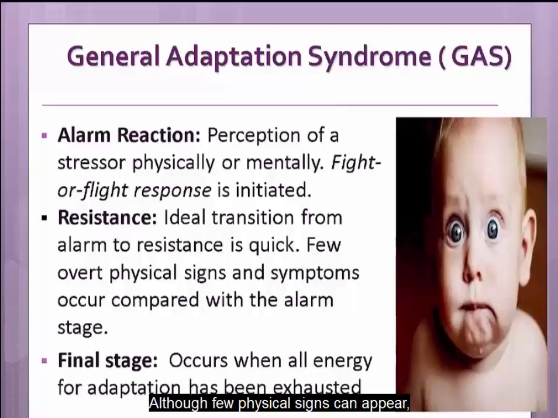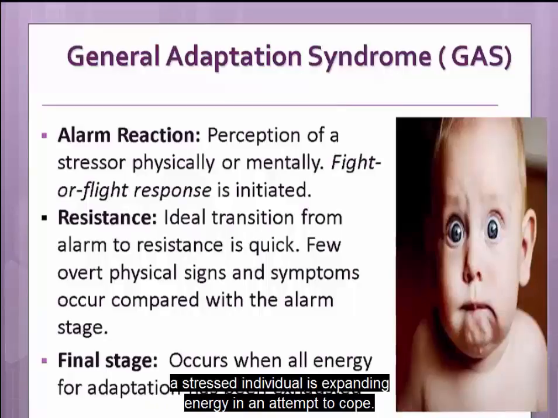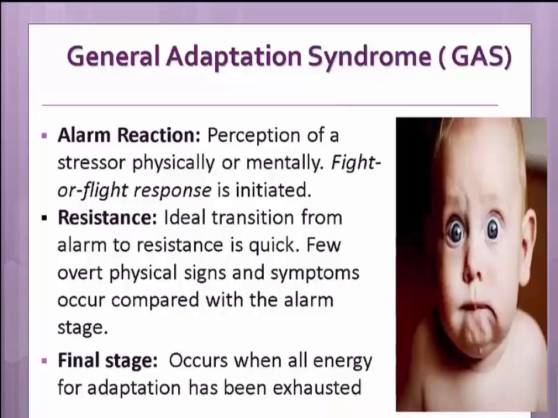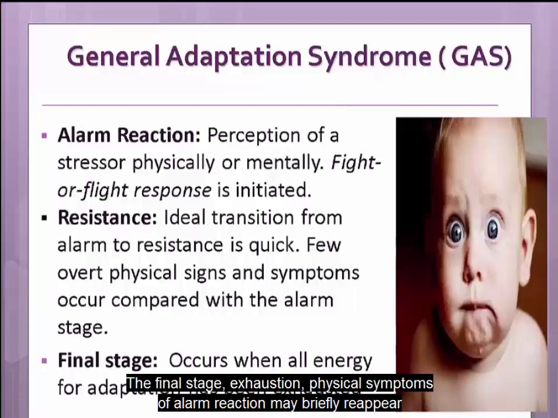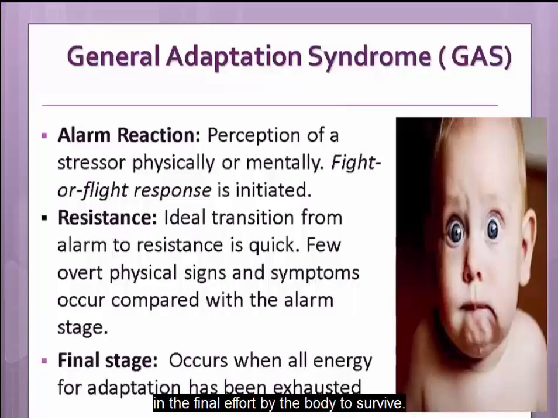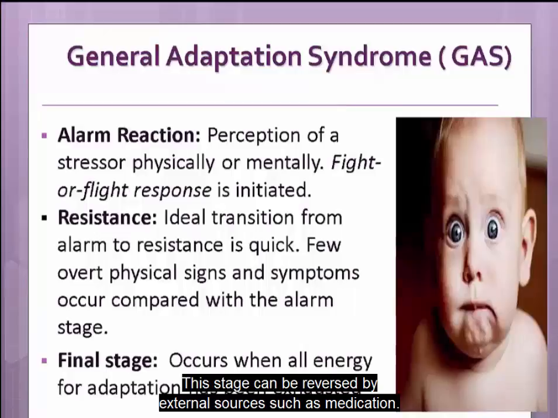Although few physical signs can appear, a stressed individual is expending energy in an attempt to cope. The resources available to the individual limit their adaptive energy, and these resources include an individual's internal physical and psychological reserves, as well as their social support. The final stage, exhaustion: physical symptoms of an alarm reaction may briefly reappear in the final effort by the body to survive. This stage can be reversed by external sources such as medication.